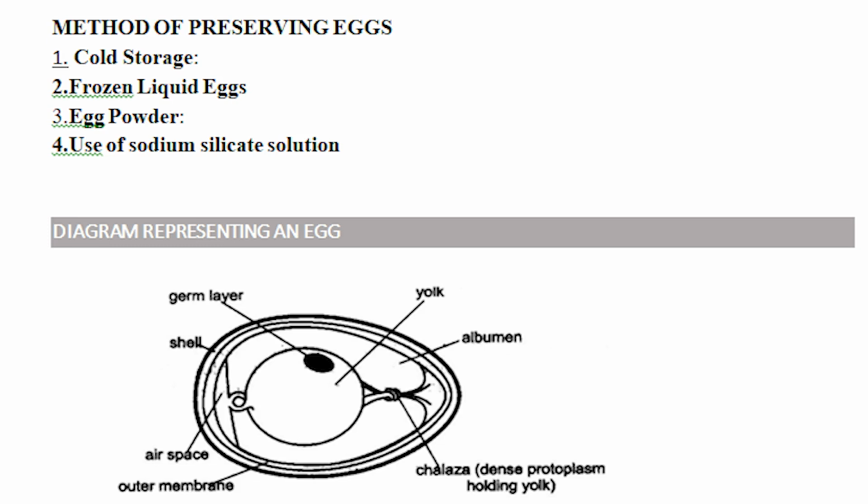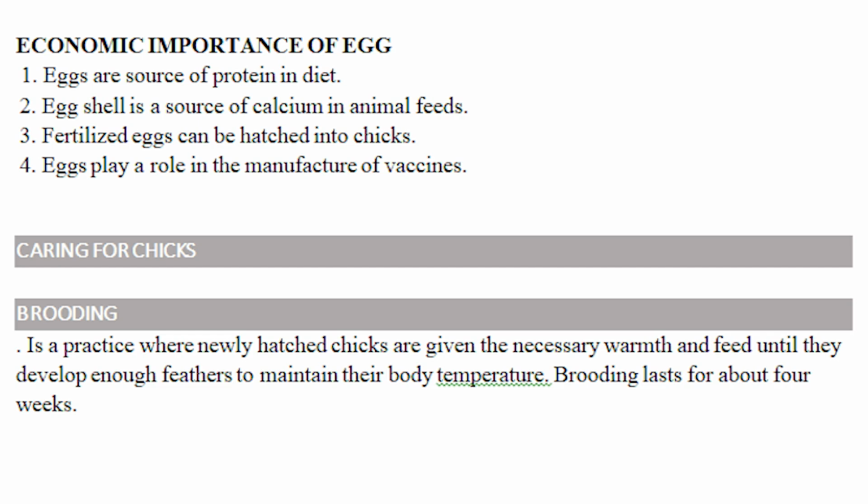Let us look at the economic importance of egg. Number one, eggs are a source of protein in the diet. Number two, eggshell is a source of calcium in animal feeds. Number three, fertilized eggs can be hatched into chicks. Number four, eggs play a role in the manufacturing of vaccines.